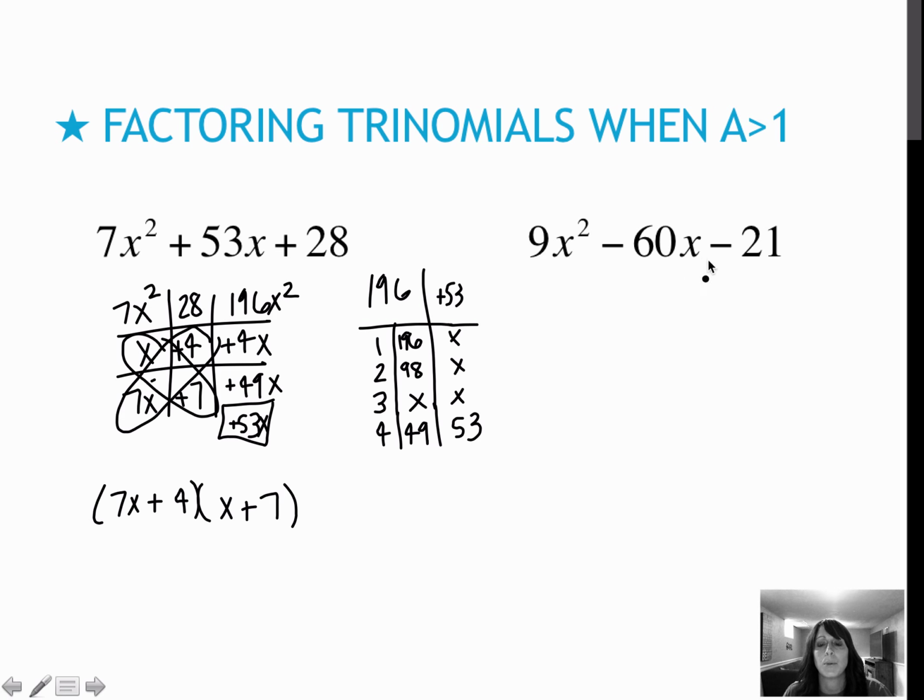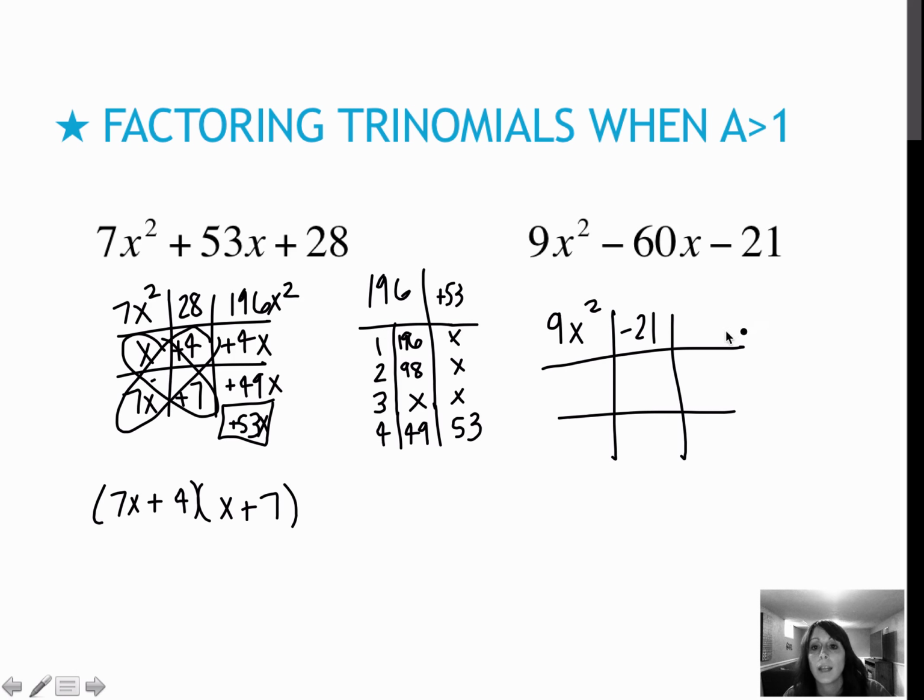For my second example, you can take out a GCF of 3. A lot of people would miss that. So let's go ahead and look at what happens if you don't take the GCF out of 3. If I don't take out that 3 at the beginning, then when I put this into my tic-tac-toe, I'm going to end up with some large numbers, negative 21 and negative 189. And down here I would have negative 60. And so I would be looking for numbers that multiplied to negative 189 that had a difference of 60.